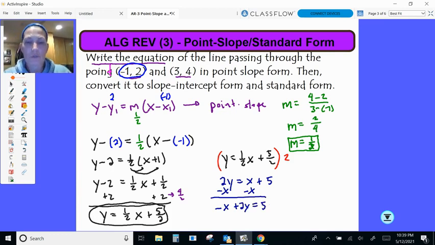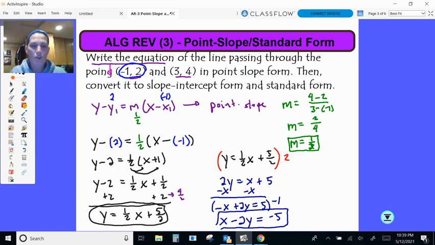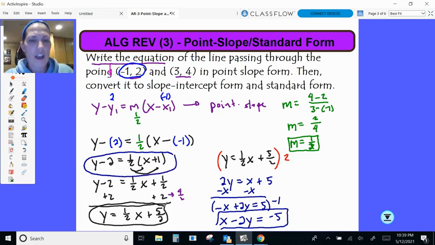The other thing with standard form is we don't want to have a negative here, so we're going to multiply by a negative 1 as well. So x minus 2y equals negative 5. And now we are in standard form. Okay, so that's our standard form. We have point slope form right here, our slope intercept form, and standard form.